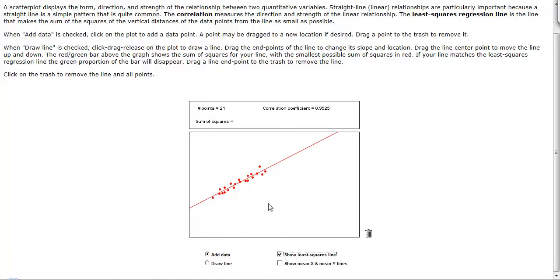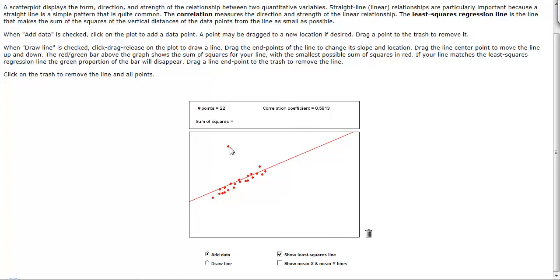Now, I'm going to plot a point up here. Now we see the correlation is about 0.9525. When I plot a point up here, that correlation dropped tremendously to 0.58. And this is the effect that outliers have on this correlation.